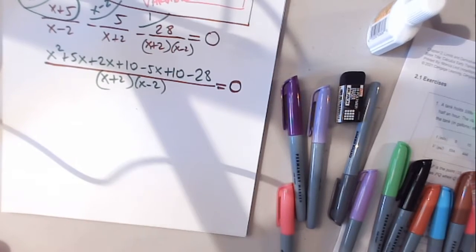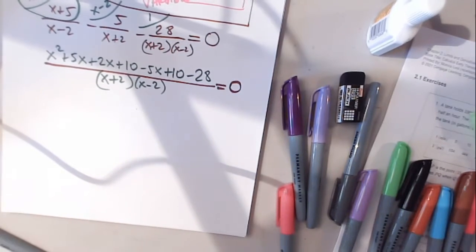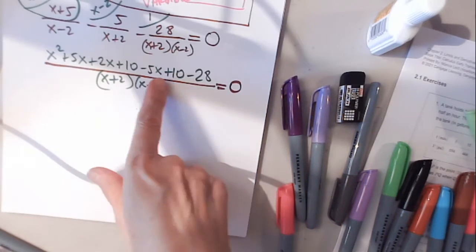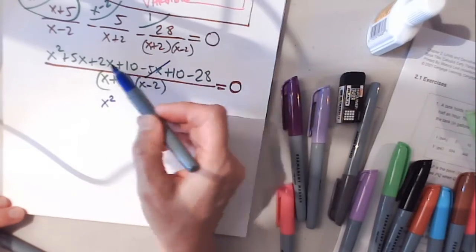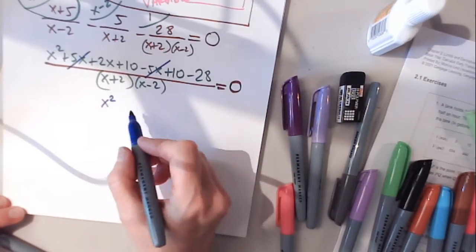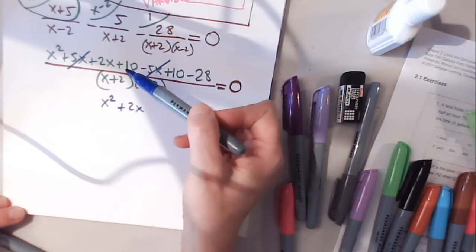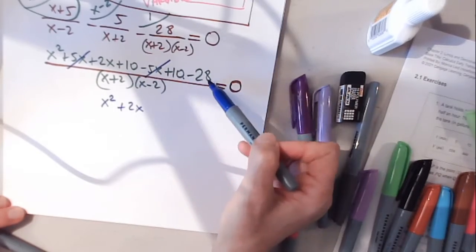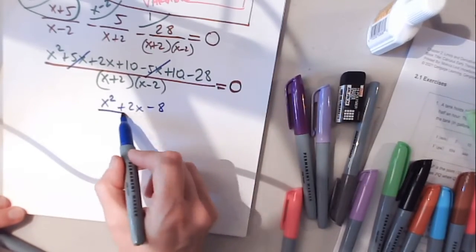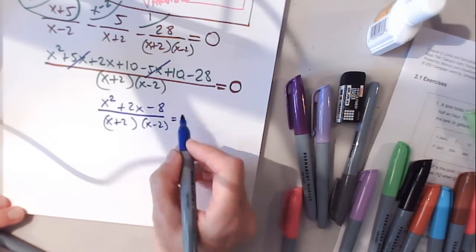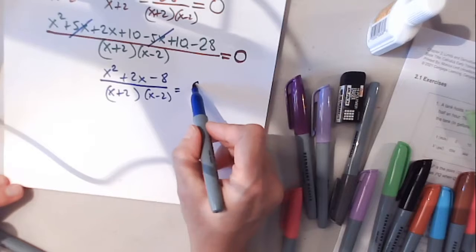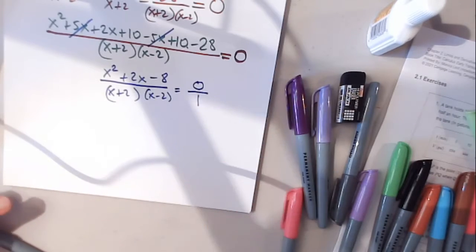At this point, I will combine like terms. X squared is by itself. It has to be in descending order, so x squared is first. These two go away. I have positive 2x. And now 10 plus 10 is 20, minus 28 is negative 8, divided by x plus 2, x minus 2, equals 0, or 0 over 1, which is the same thing.